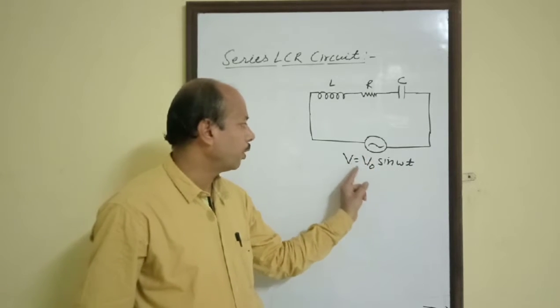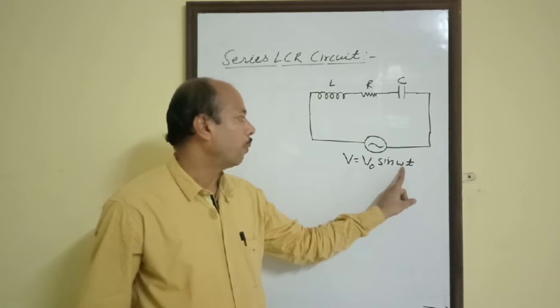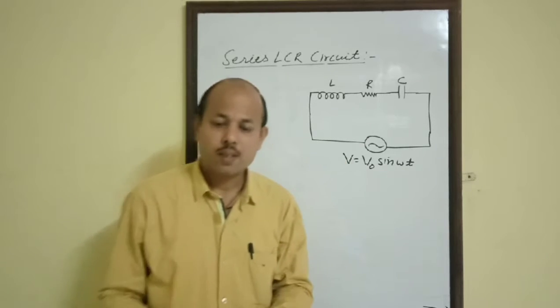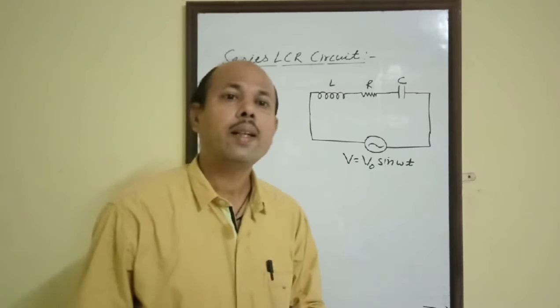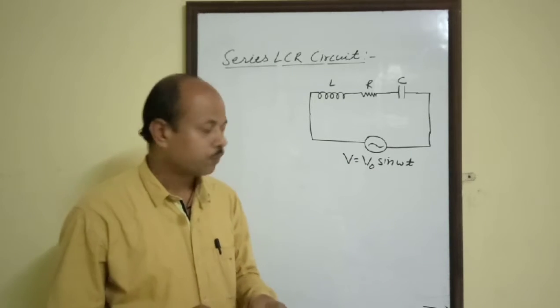I think you all might be knowing that this V naught is the peak value of voltage, omega is the angular frequency, and this V is the instantaneous value of alternating EMF.